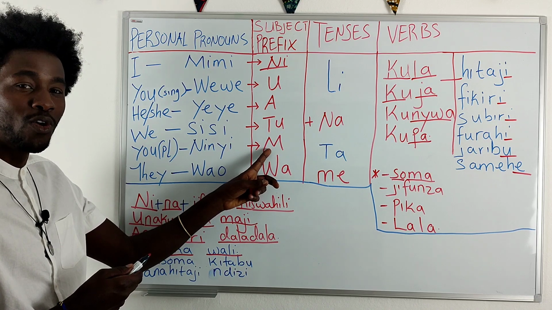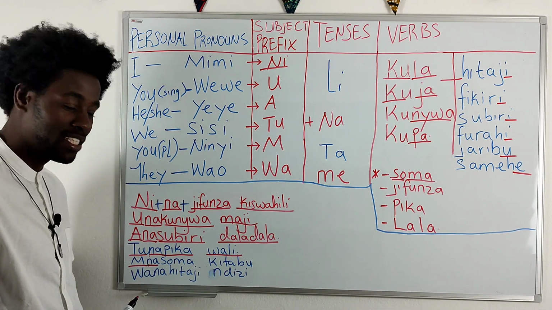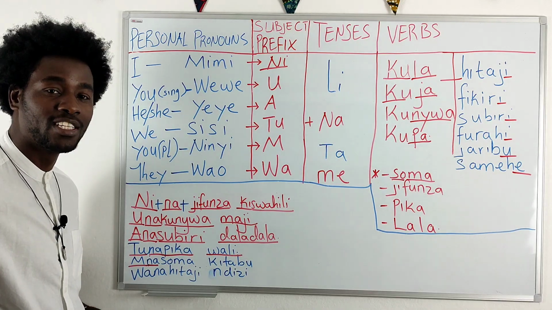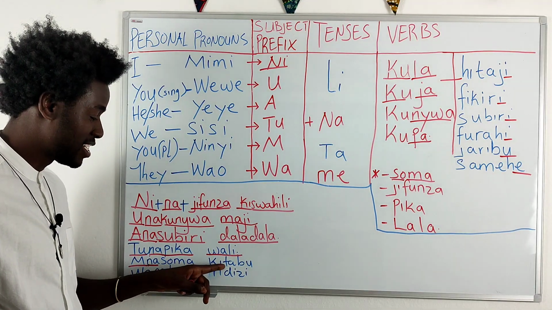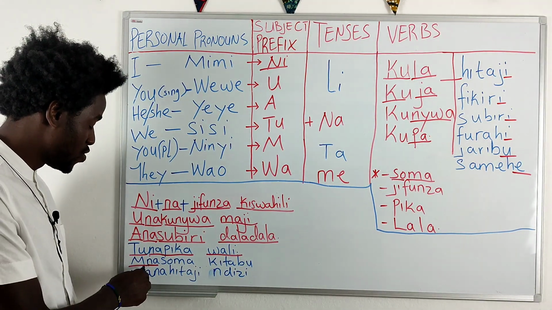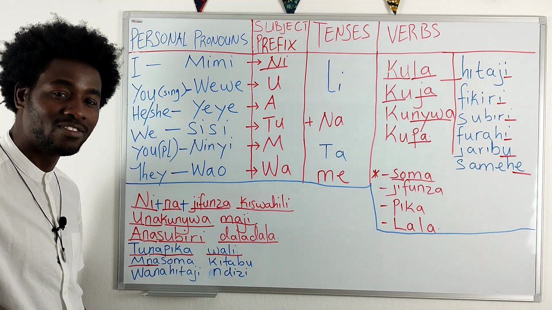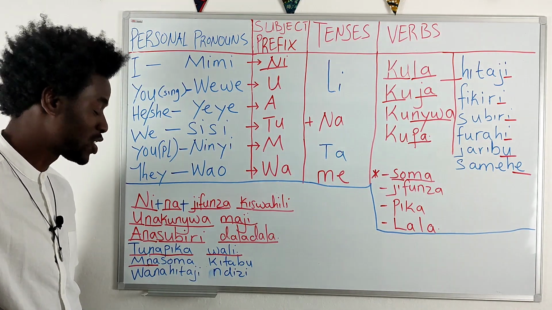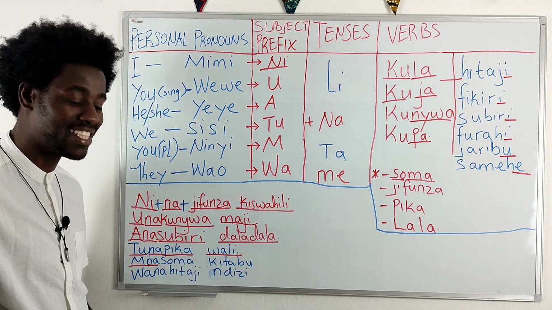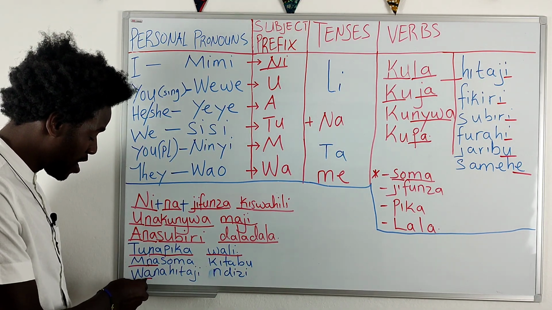For ninyi, or for you all, you plural. And then na, present tense. And then soma. Soma, this is read. And then kitabu. Kitabu, this is a book. So you are reading a book. Mnasoma kitabu. And the last sentence is wa. This stands for they.